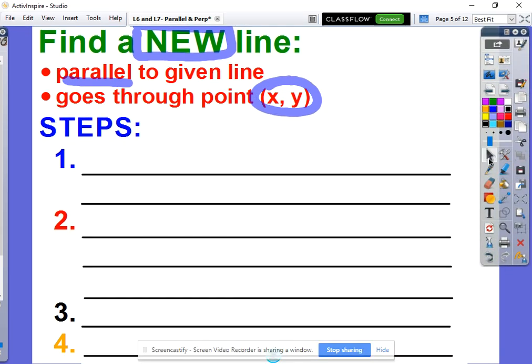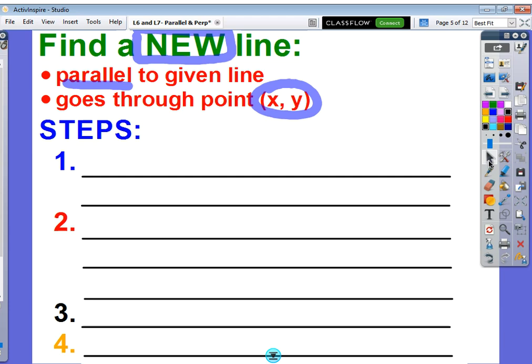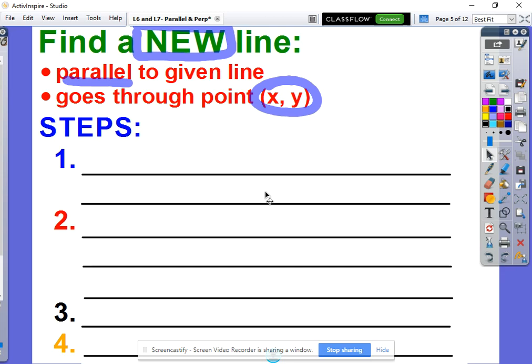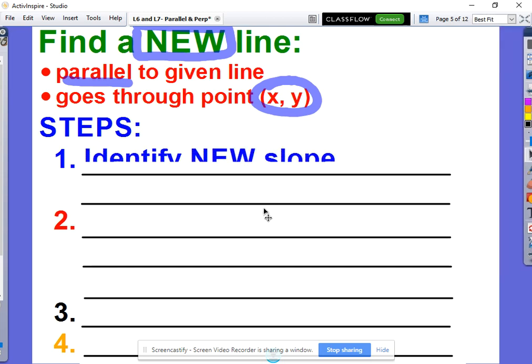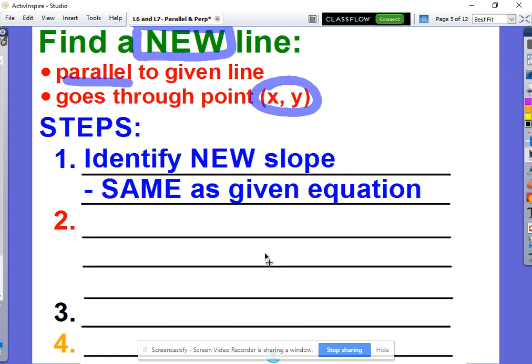But our steps are very, very important, and so I really want you to take a minute to write these steps down, because they are really going to make or break you when it comes to this process. So, step one. Step one is to identify your new slope, the slope of the new line. In this case, because they're parallel, it's the same slope as the given equation. So if the slope of the given equation is 4, then the slope of your new line is also going to be 4. So that one's pretty basic. Identify the new slope. It has to be the same. Give you a second, write that one down.